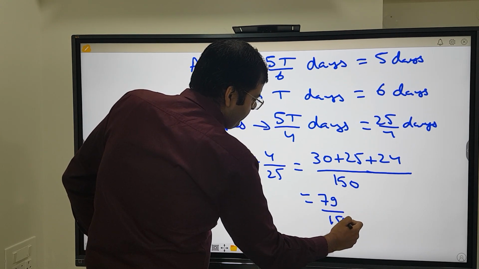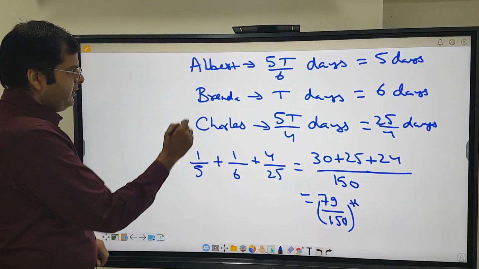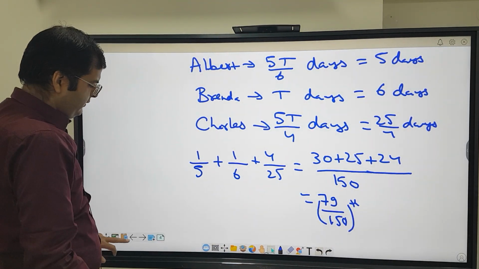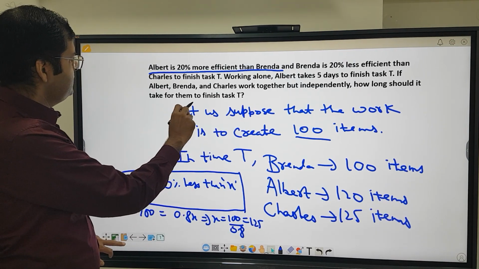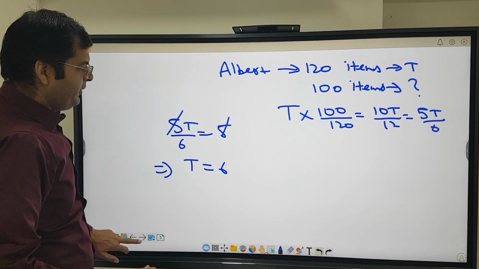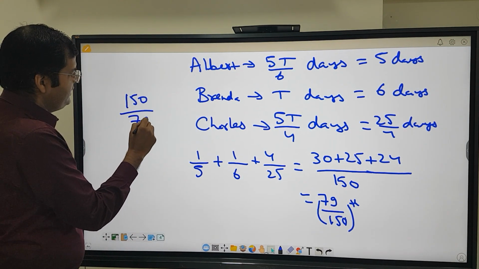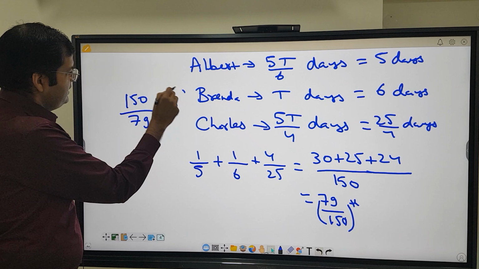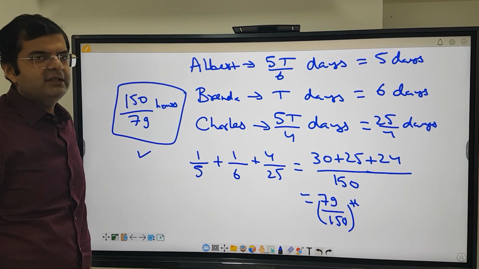So 79 upon 150th of the work is done in 1 day. If 79 upon 150th of the work is done in 1 day, it will take 150 upon 79 days to finish the task. So 150 divided by 79 days is the correct answer. Alright, that's how we solve this question.